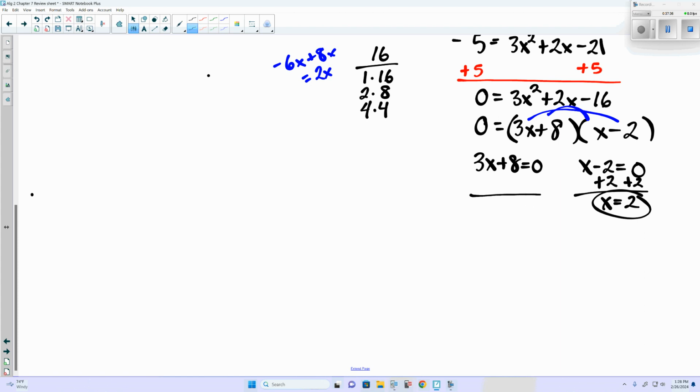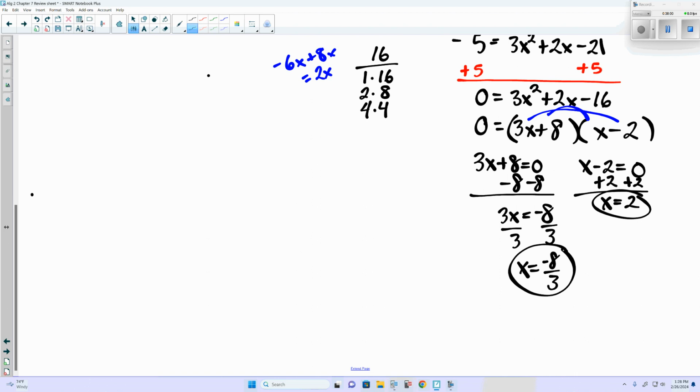3x plus 8, we would subtract 8, telling us 3x is equal to negative 8. Divide by 3, telling us x is equal to negative 8/3. Questions on this here?